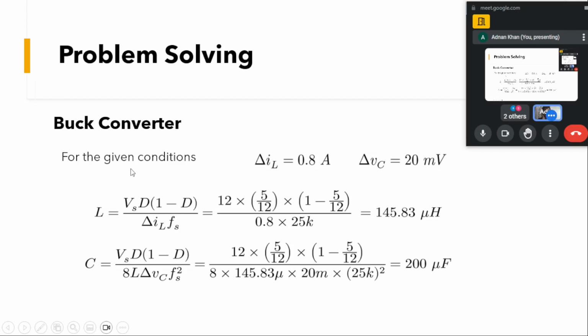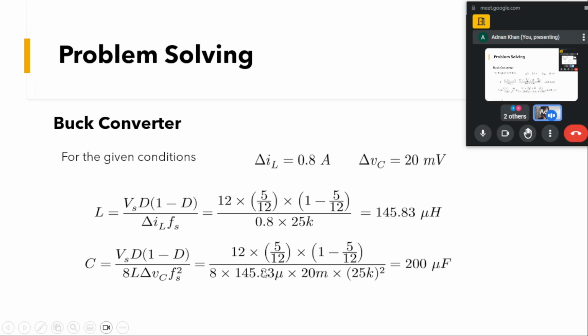If we put these values in, we know D for a buck converter is Vout upon Vin, which is 5 divided by 12. Vs is this, and 1 minus D. So delta IL is 0.8, the frequency is 25 kilohertz, and the value we get is 145.83 microhenry, which is similar to the previous question.